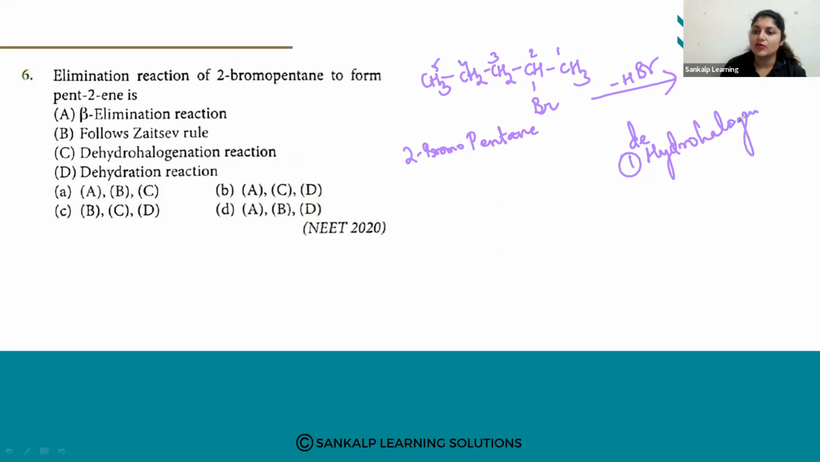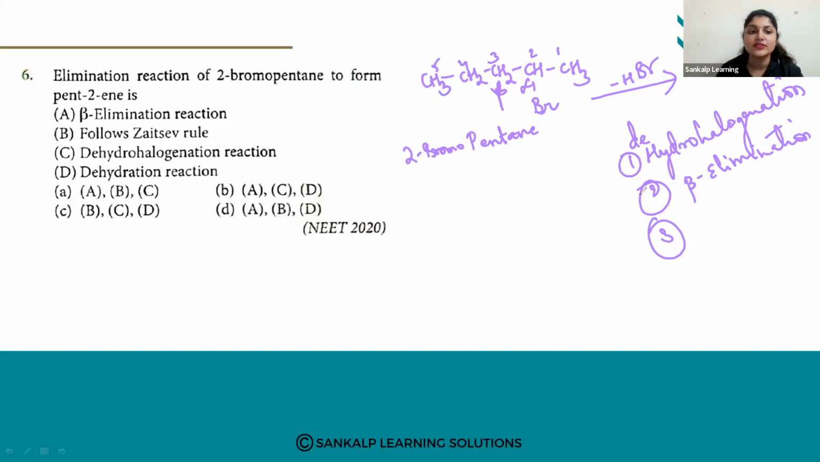Then from which hydrogen is it removed? From the beta, right? This is alpha, this is beta. So it is a beta elimination reaction. Then the product is formed from the highly substituted alkene, so the more substituted alkene is formed. So it follows the Saytzeff rule. So our option A is the right answer.